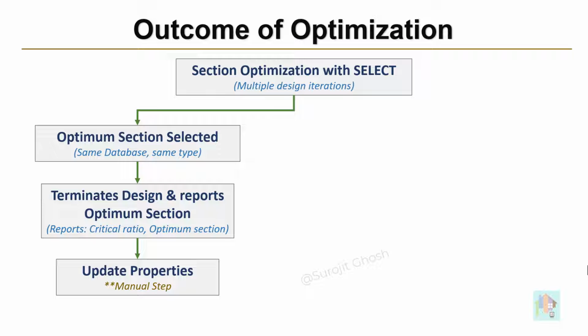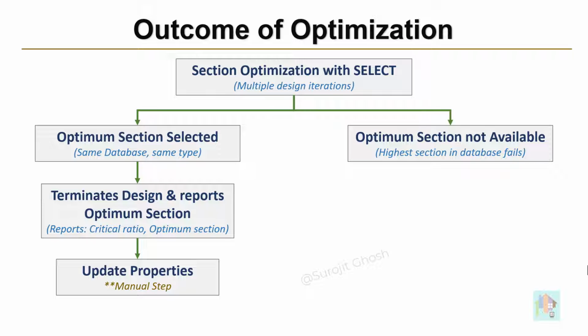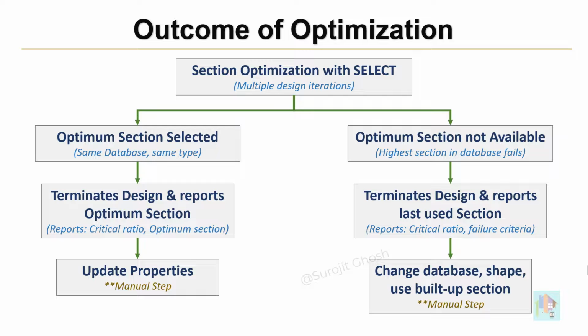Also, it might happen that though the largest section from the database is selected, the member fails in design. As there is no higher section available in that database, the design process stops here. The failure condition and the last section used for design is reported for that member. In such a case, we can manually change the shape or database, even go for a built-up section with higher capacity.